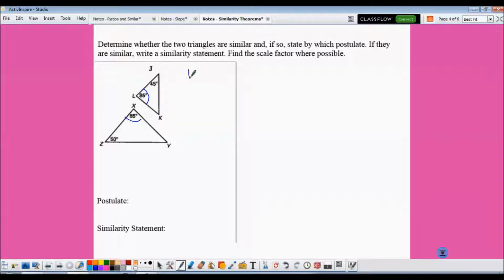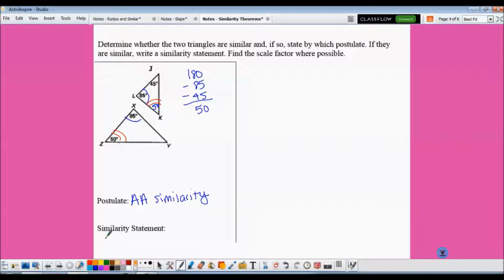Well, let's look here. 180 minus 85 minus 45, because all the angles of a triangle add up to 180. That leaves us with 50 degrees. So K is 50. So now we know that K and C are congruent. So yes, they're similar by AA similarity.